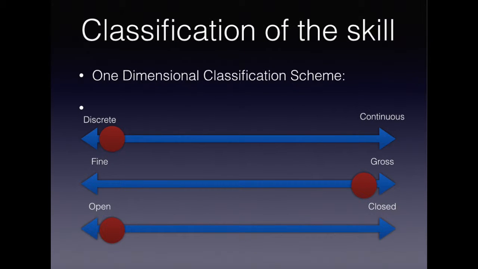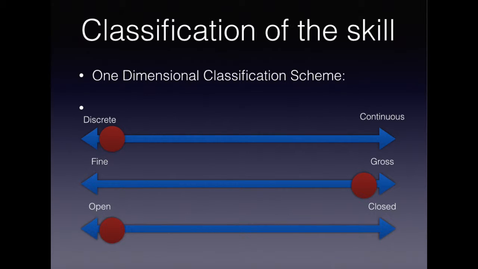Using the one-dimensional classification scheme, a soccer pass can be classified as a discrete skill, a gross motor skill, and an open skill. The skill is classified as discrete because it has one distinct movement and an identifiable beginning and end. It's a gross motor skill because it requires large muscle groups and large actions, and it's an open skill because the learner must act according to changes in the environment. This means that they must react to where the ball is in order to control it and then release it.